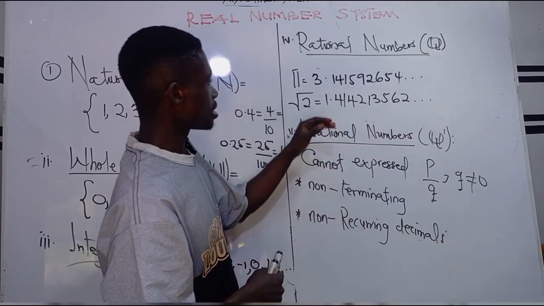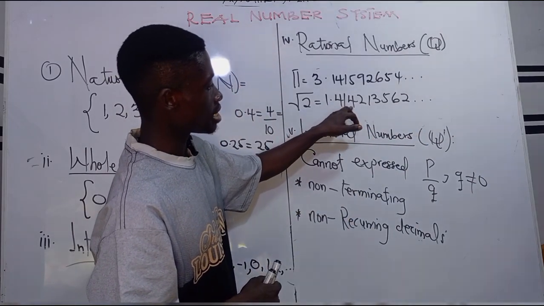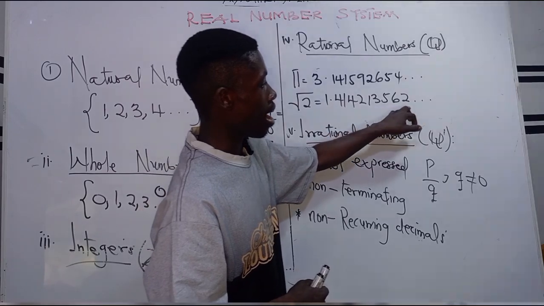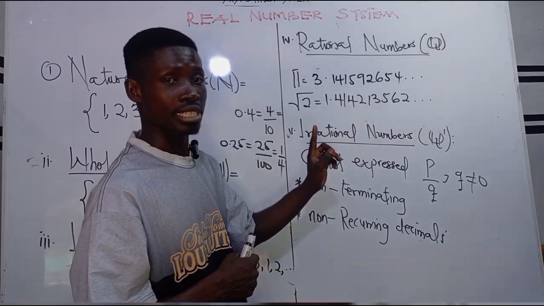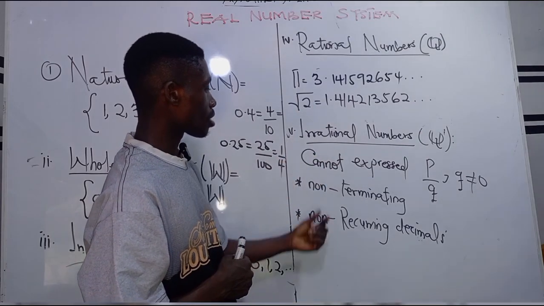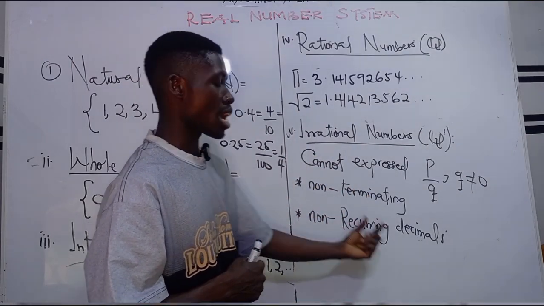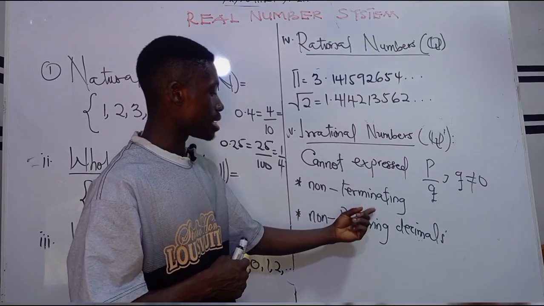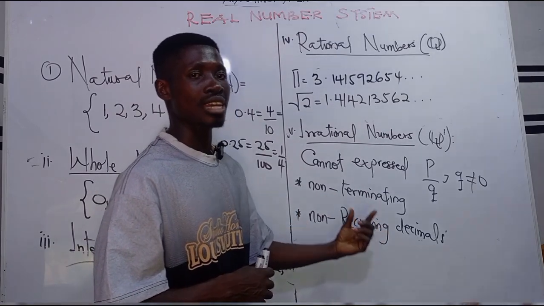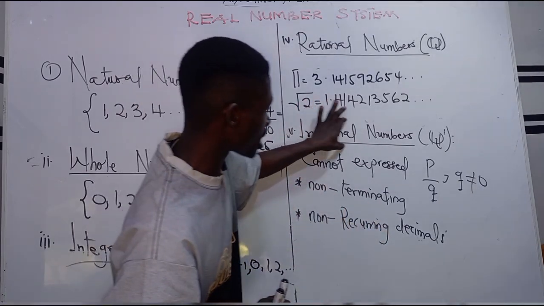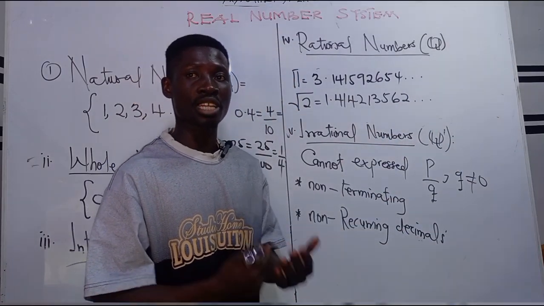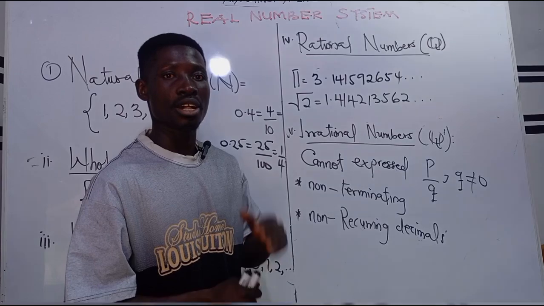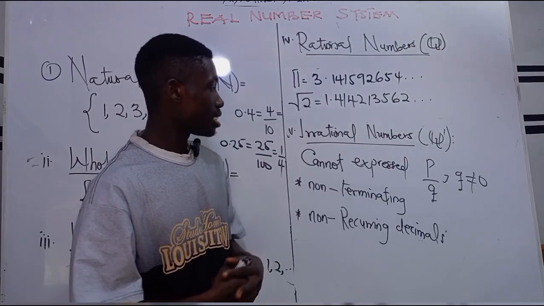Good. So you can see the root of 2, the figures here are not recurring, neither are they terminating. So we call root of 2 a non-terminating and non-recurring decimal. And non-terminating and non-recurring decimals are examples of irrational numbers. I guess you can give examples of irrational numbers. Good.